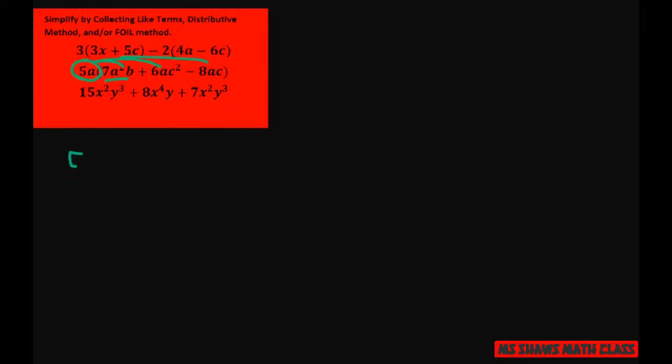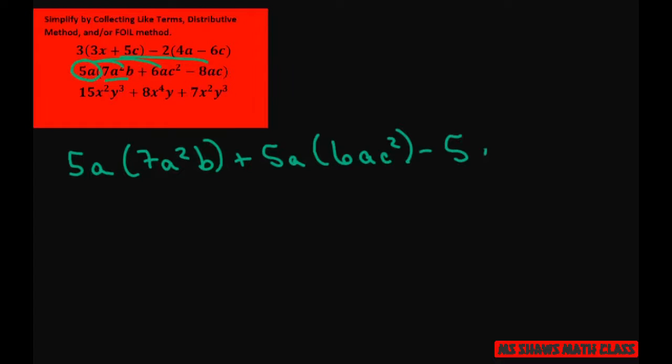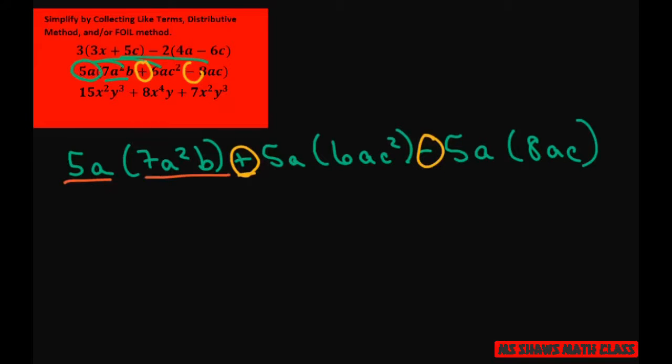So we're going to do 5A times 7A squared times B plus 5A times 6AC squared minus 5A times 8AC. So again, what I did is I just copied my operators here. So I put them here. All right. Now we're just going to multiply this out.